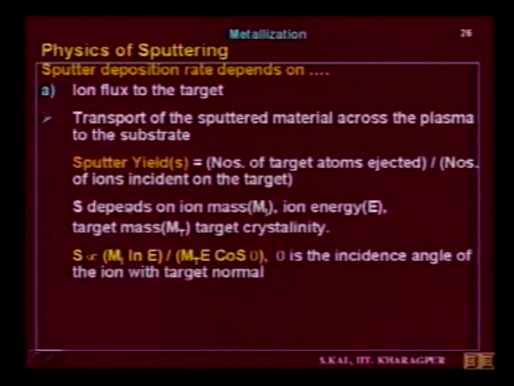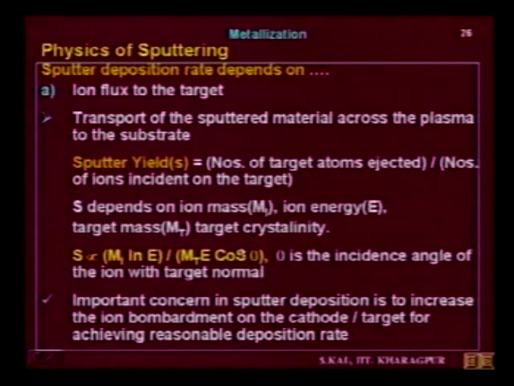Then sputtered yield is proportional to M_I ln E divided by M_T E cos theta. Theta is the incidence angle of the ion with the target normal. M_I is the ion mass, E is the energy, M_T is the target mass. The sputtered yield is given by this relation.